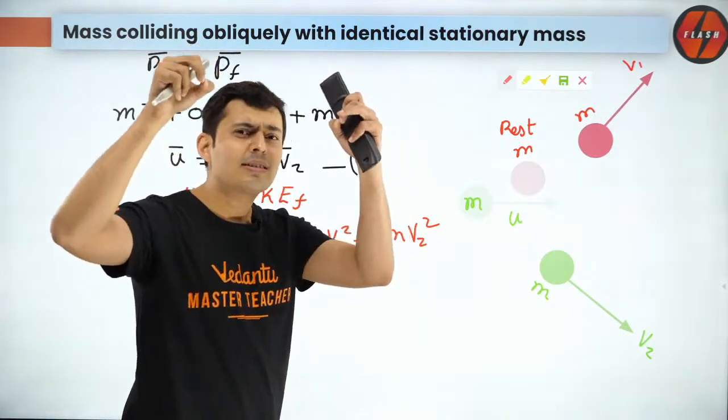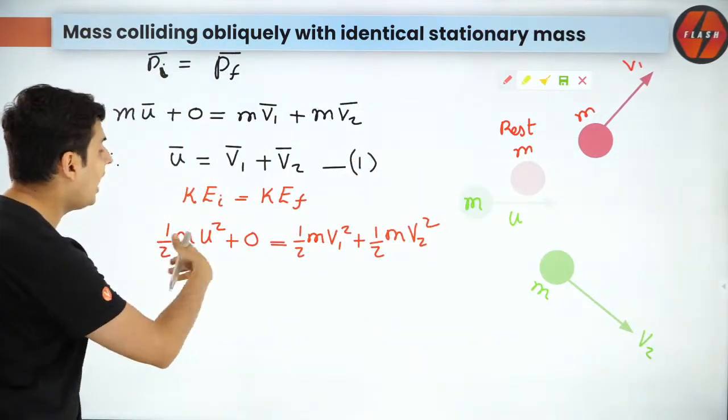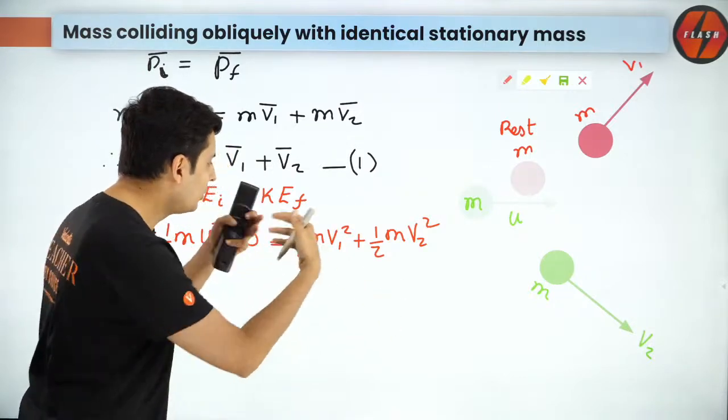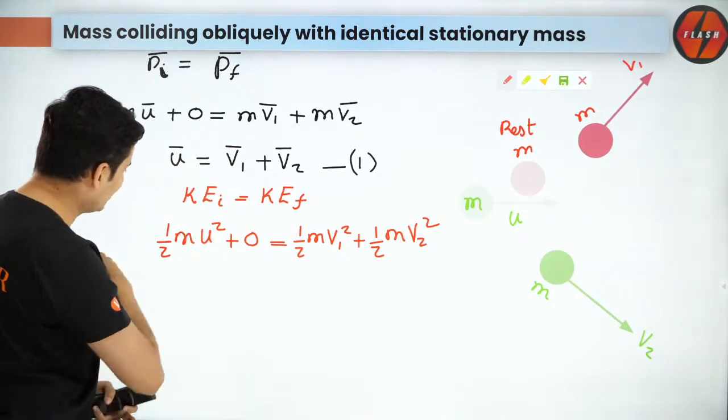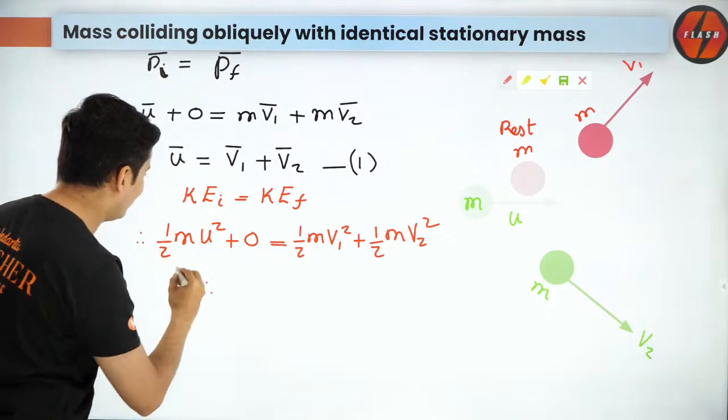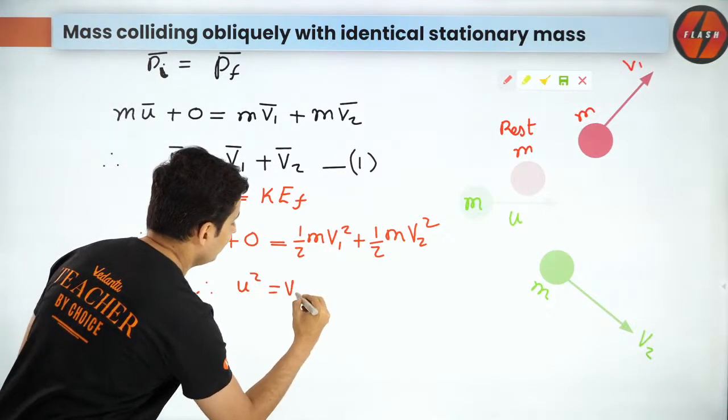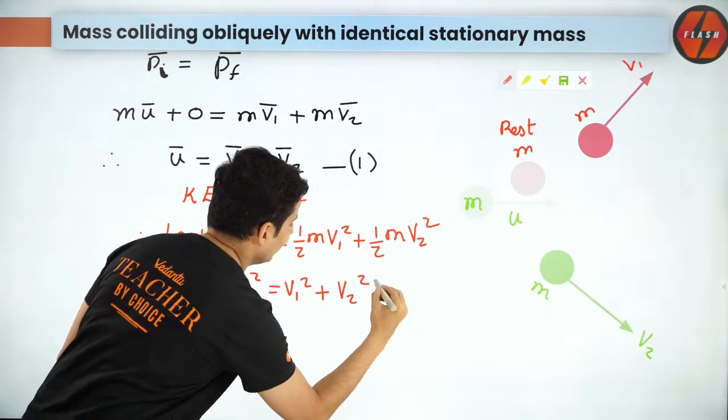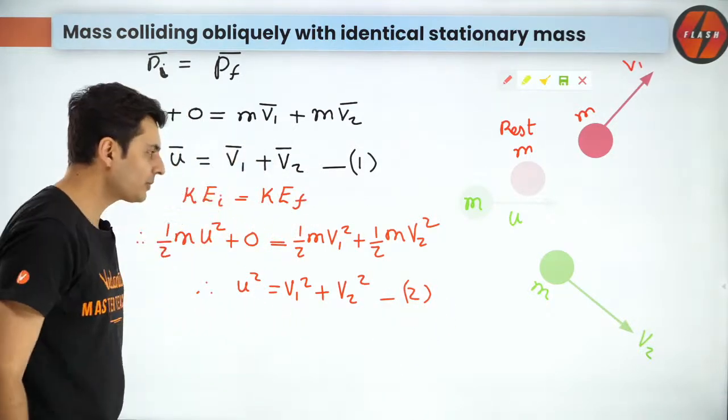You are going to see one amazing thing. Wait for it. Half m, and the m and the 2 cancel out, all of them. So u square is equal to v1 square plus v2 square. This is my equation 2.